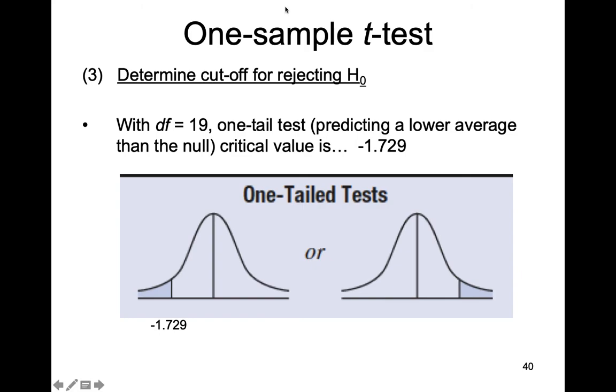Why? Because our one-tail test predicts a lower average than what the null would suggest. The mean stress score for students that don't meditate is 6.3, so our distribution of means would be centered around 6.3. We're interested in means on this side of the distribution because they would have a reduction in stress, lower stress. So whatever mean we get, when we convert that mean difference to a t, that t-score needs to be more negative than negative 1.729.